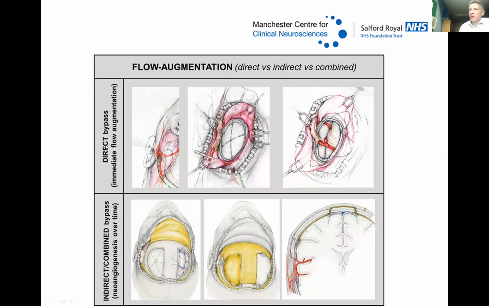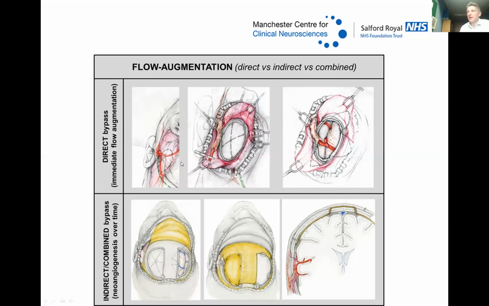In terms of flow augmentation, again, this is normally for moyamoya, and this can be direct, such as the example we showed, where you take the STA with its fascia, clean a section of it, and do an end-to-side anastomosis onto a cortical M4 branch normally. Or you can have indirect bypasses, using dura, pericranium, all those things we mentioned earlier, or sometimes a combination of the two.